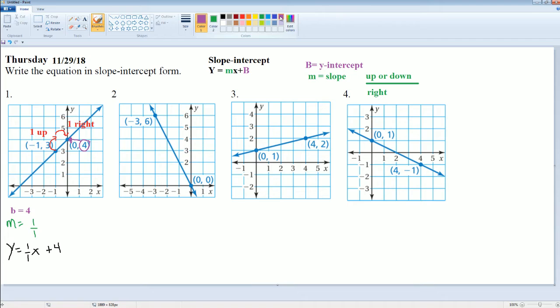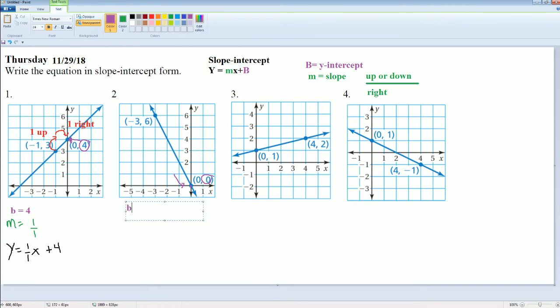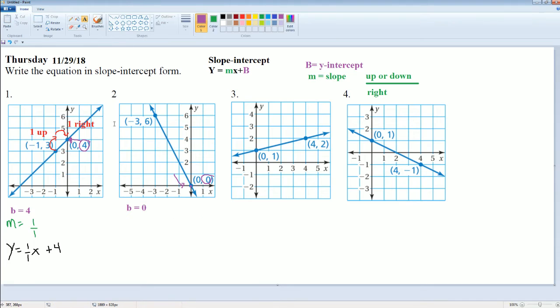Let's see if we could find the y-intercept. Ooh, look, it's right here. This is the point that is crossing the y-axis. There you go. And it looks like it is 0. So we would say that the y-intercept, b, is equal to 0.